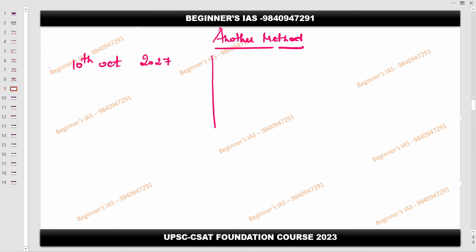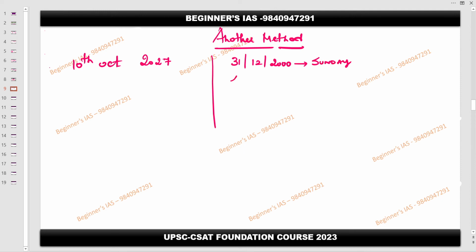Then again, 2025 is a non-leap year. There also we'll have one odd day. And in 2026 also, we'll have one odd day. So till here we are getting a total of seven days. If we divide it, this will give us 2026, and later on we'll have to calculate for the months January, February, March till October.